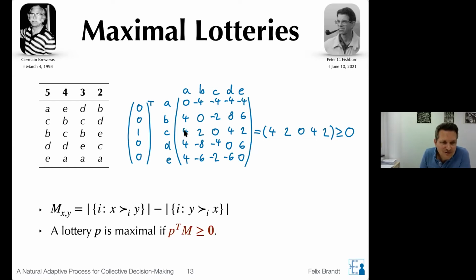In game theoretic terms, we also have a pure Nash equilibrium here. So (C, C) is a pure Nash equilibrium. Okay, so in the case of a Condorcet winner, it's easy enough to find maximal lotteries.